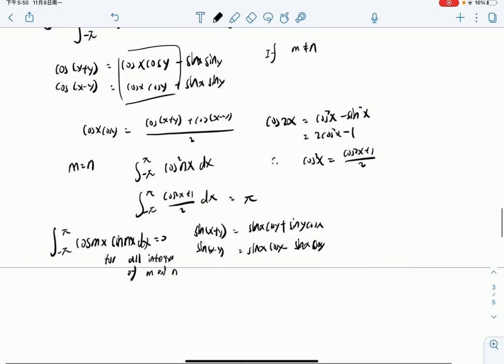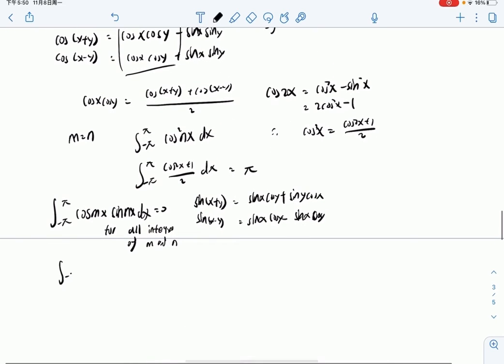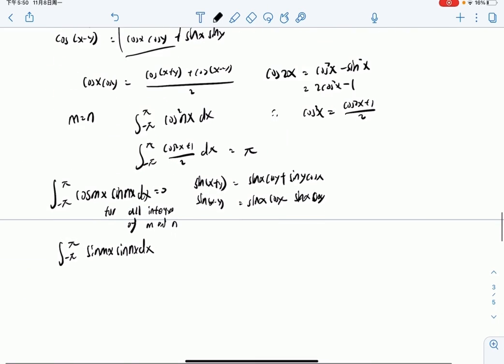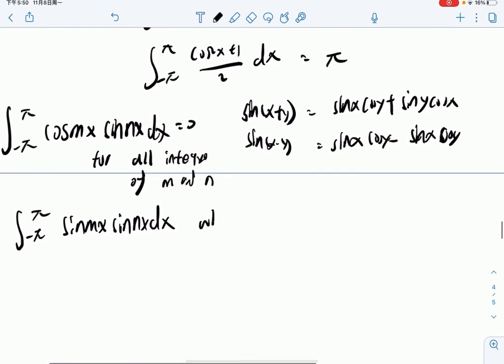And now we're going to take a look at the one with sine and sine. Similarly, we can see that when m is not equal to n, this term is going to be 0, and when m is equal to n, this term is just going to be equal to pi.